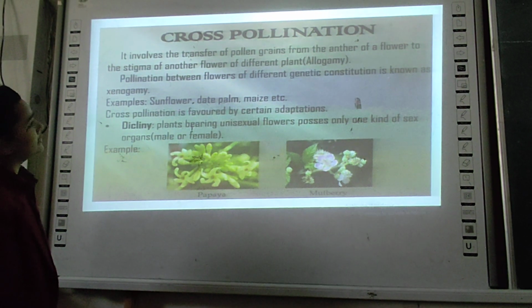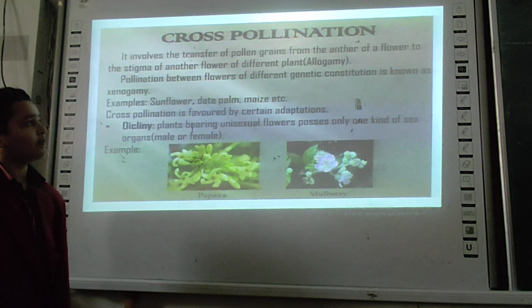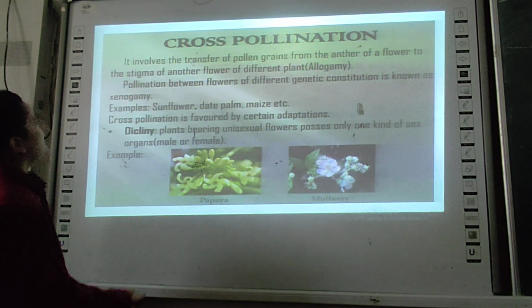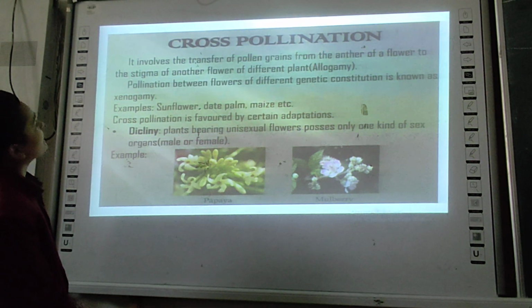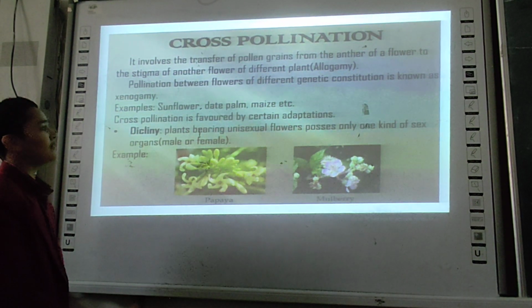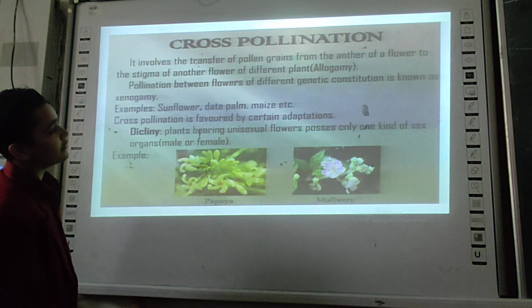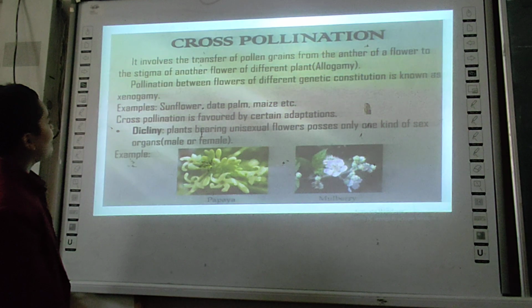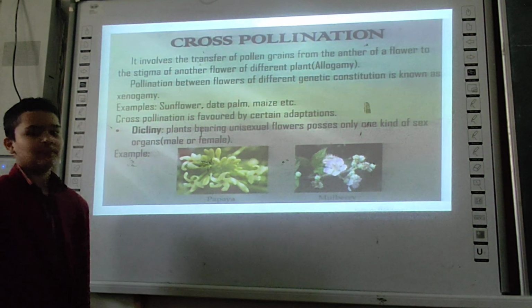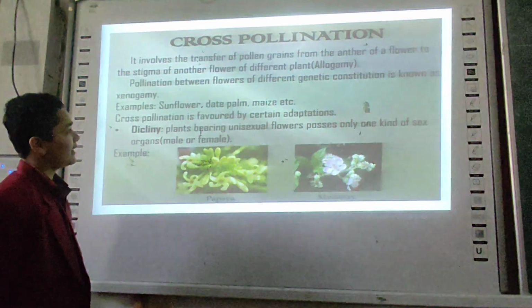Cross-pollination. It involves the transfer of pollen grains from the anther of a flower to the stigma of another flower of a different plant, allogamy. Pollination between flowers of different genetic constitution is known as xenogamy. Examples: sunflower, date palm, maize, etc.